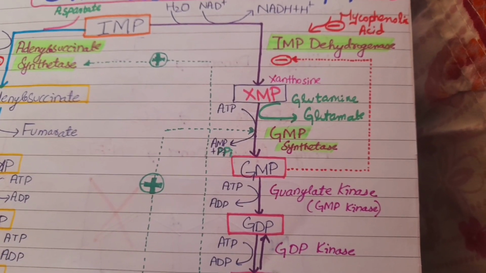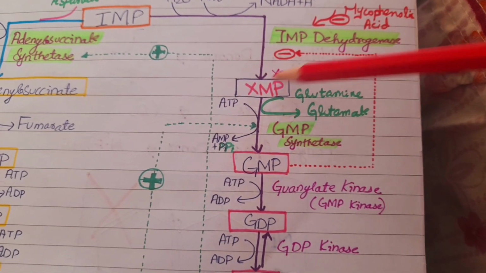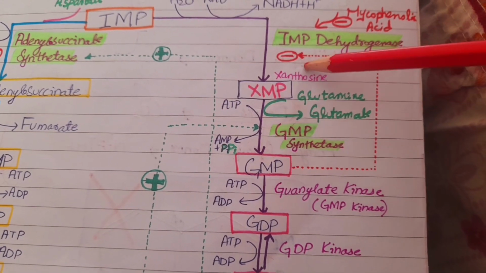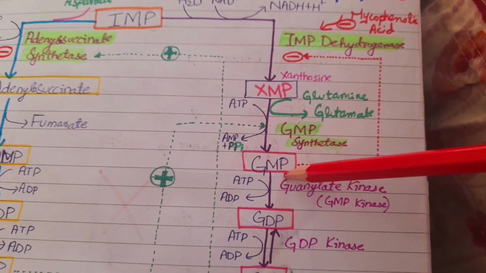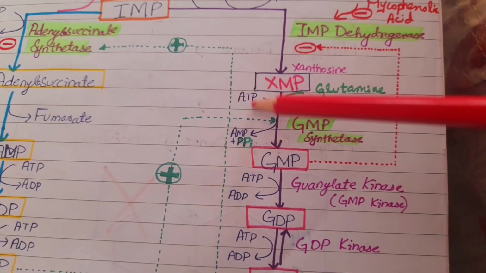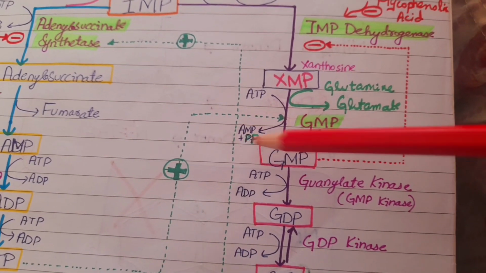Now for the synthesis of GMP from IMP, IMP is first converted into xanthosine monophosphate in the presence of the enzyme IMP dehydrogenase. Then this xanthosine monophosphate is converted to guanosine monophosphate in the presence of the enzyme GMP synthetase, and in this process ATP is used as an energy source, which is converted into AMP and pyrophosphate.